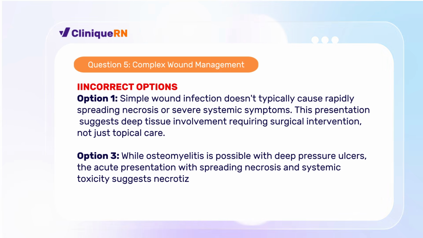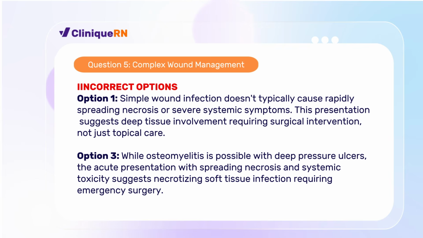Why are other options incorrect? Option 1. A simple wound infection doesn't typically cause rapidly spreading necrosis or severe systemic symptoms. This presentation suggests deep tissue involvement requiring surgical intervention, not just topical care. Option 3. While osteomyelitis is possible with deep pressure ulcers, the acute presentation with spreading necrosis and systemic toxicity suggests necrotizing soft tissue infection requiring emergency surgery.